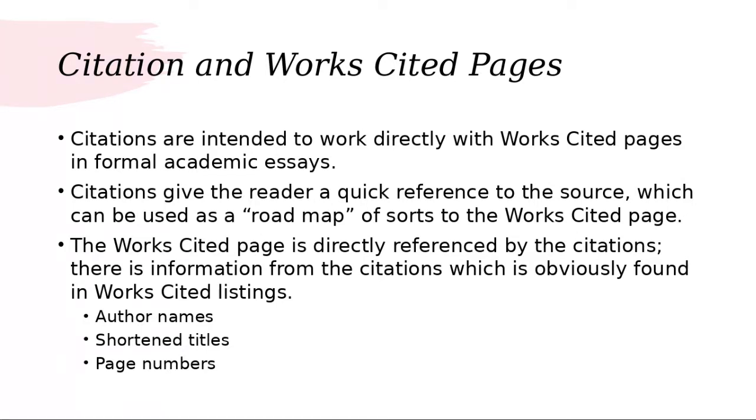There is information from the citations which is obviously found in works cited listings, such as author names, possibly shortened titles, and page numbers. Okay, it's supposed to direct you to the works cited. Now, I did see on the first essay there were a lot of people who included numerous sources in their works cited page and only cited maybe 3. Okay, at most. I had to see one that cited 1 source and had a list of 9. Anything that you get from any of those sources has to have a citation within the text. There is no getting around it.